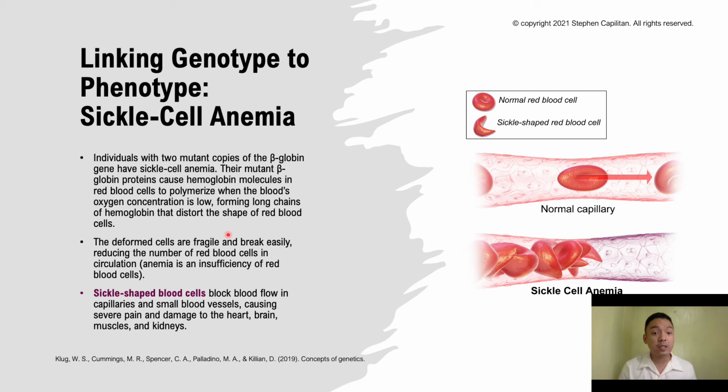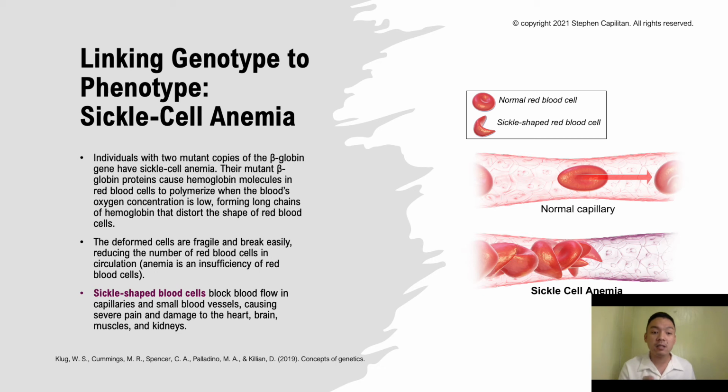Individuals with two mutant copies of the beta globin gene will have sickle cell anemia. Their mutant beta globin proteins will cause the hemoglobin molecules in your red blood cells to polymerize when the blood's O2 levels are too low, forming a long chain of hemoglobin and distorting the shape of your red blood cells. These deformed cells could look like this, sickle cell shaped. They're very fragile, very easily breaking.